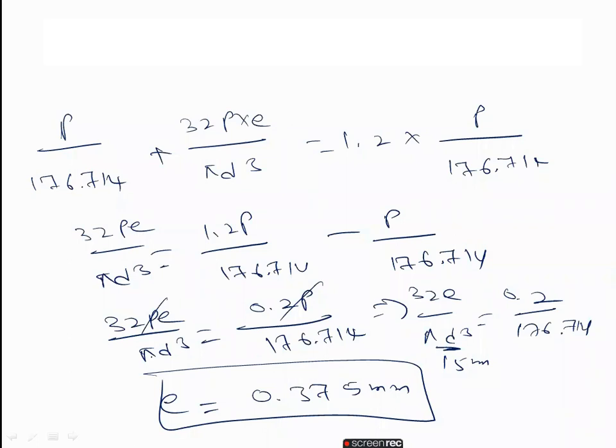So we have to calculate like this. This problem is a very important problem. Okay, now we will move to another problem. That is also a very important problem. Okay, I will write that one.